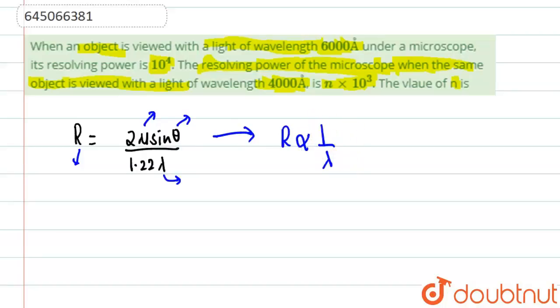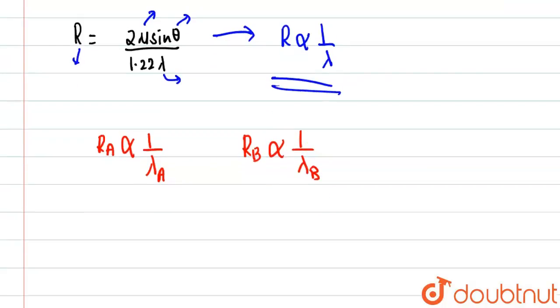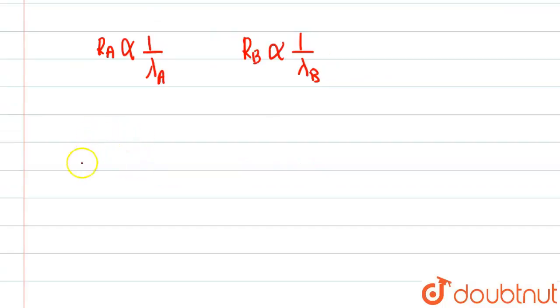Since it is directly proportional, we can take two cases by dividing. R a is directly proportional to 1 by lambda a, and R b is directly proportional to 1 by lambda b. We can divide these two equations because this is a proportionality. So we get R a by R b equal to lambda b upon lambda a.